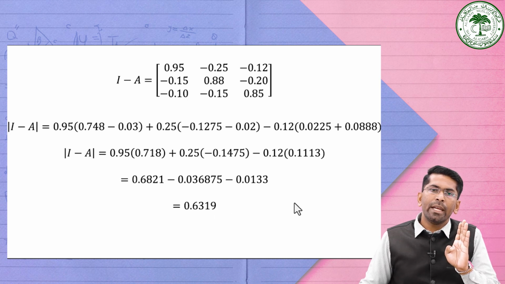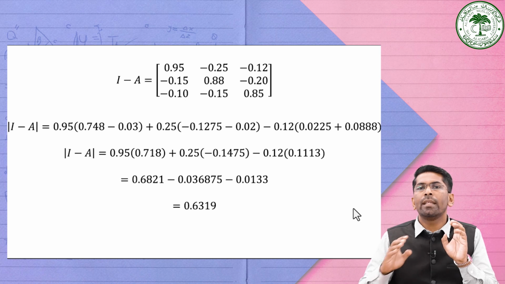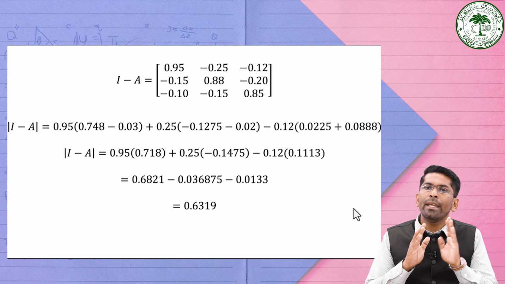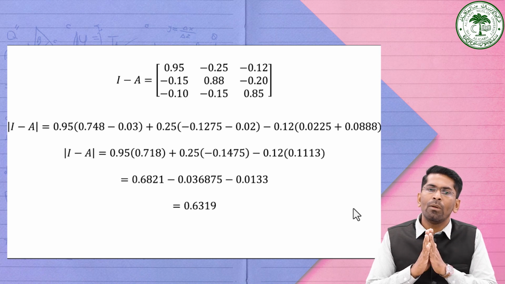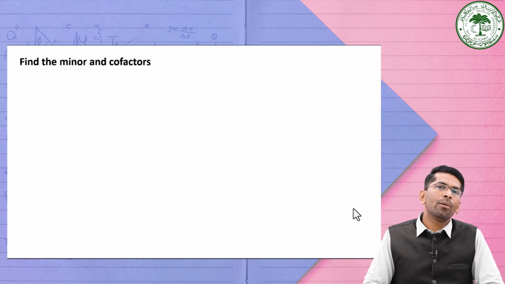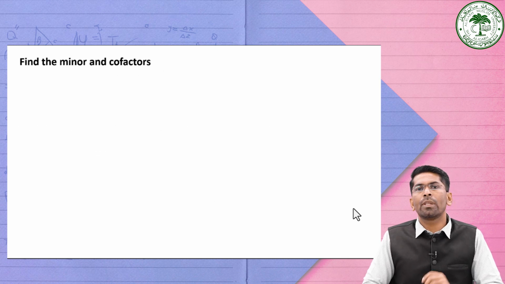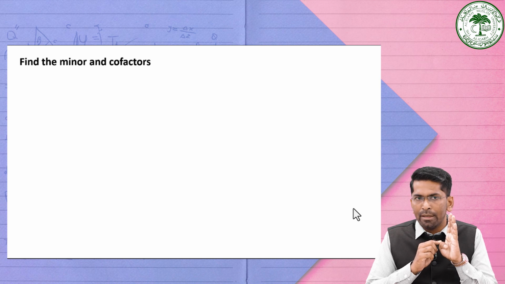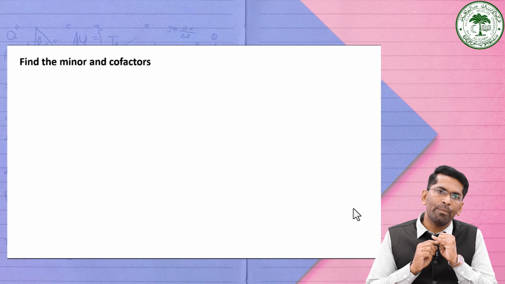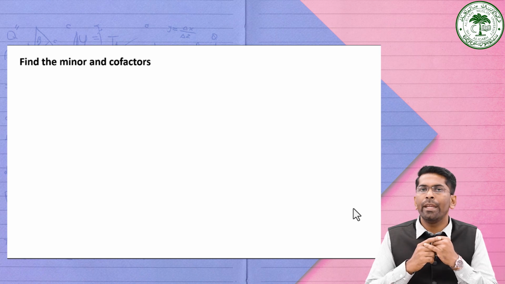It is positive. The determinant value should be positive, that is, non-singular. So the first condition, that all the diagonal elements are positive, and also the determinant value is greater than 0. So we can say that the Hawkins-Simon conditions are satisfied. We can find the inverse of the matrix and the solution will always exist. So after finding the determinant value, we can go for finding the inverse. For that, we have to find the minors and cofactors, then the cofactor matrix, and then the adjoint matrix. Then we can go for finding the inverse.